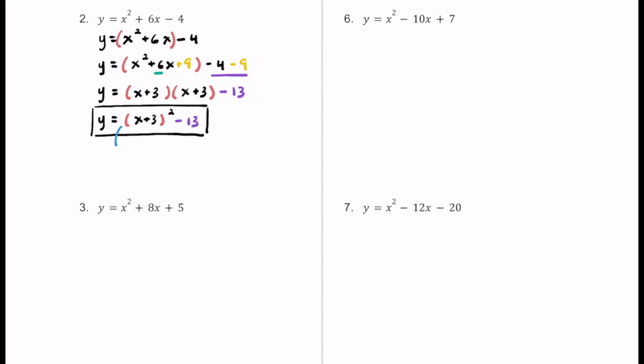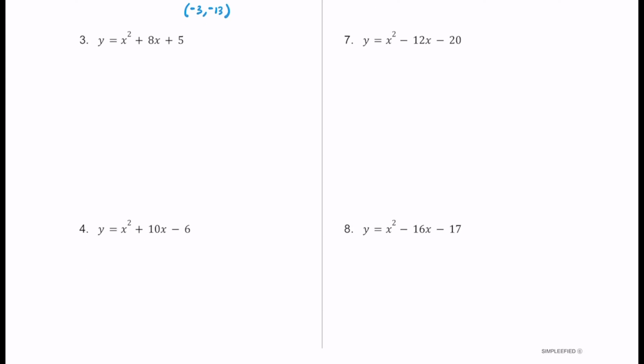Just making sure we understand things about this, we know that a is equal to 1, so no vertical stretch or compression. We know from this that h is equal to negative 3, and that k is equal to negative 13. So if you wanted to know where the vertex was, the vertex would be at (-3, -13) down in quadrant 3. And the AOS would be x equals -3, the x value of the vertex.